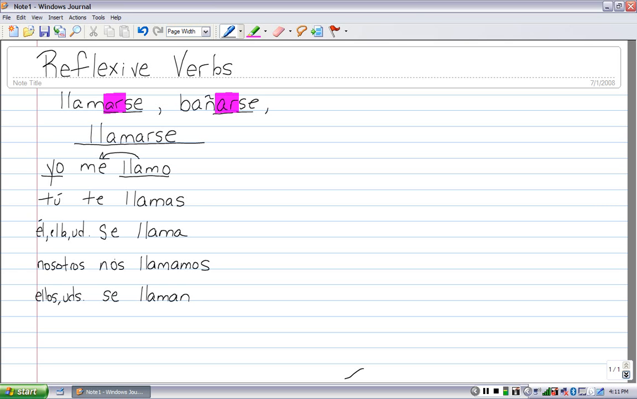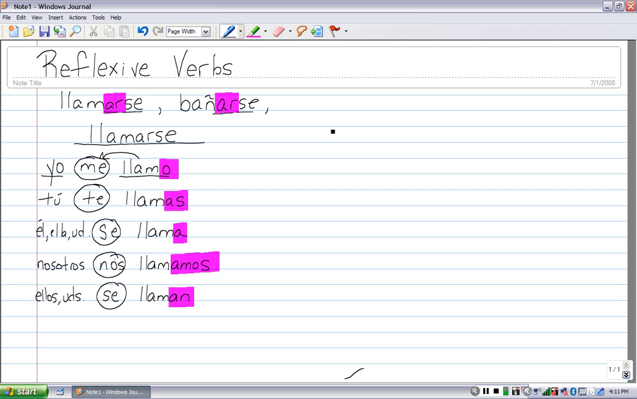Technically, what you have here is a regular AR verb. It ends in the regular AR endings: o, as, a, amos, an. What you've had to do differently, though, was come back and add in these reflexive pronouns in front of the verb: me, te, se, nos, and se. When you conjugate it, you do not do these with all verbs in Spanish.